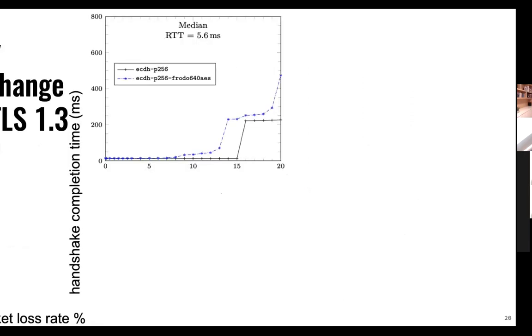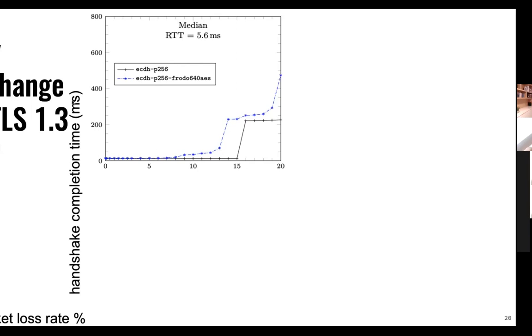So I'm going to show you a sequence of charts, and I'm going to focus on key exchange. The story for authentication is kind of similar. In this graph, we're looking at the x-axis of the effect of packet loss rate, percentages from 0 to 20%, on the y-axis, handshake completion time from 0 to 800 milliseconds. And here I'm comparing 2 algorithms, plain ECDH with the NIST P256 curve, and in blue, a hybrid of NIST P256 combined with level 1 Frodo 640 AES.